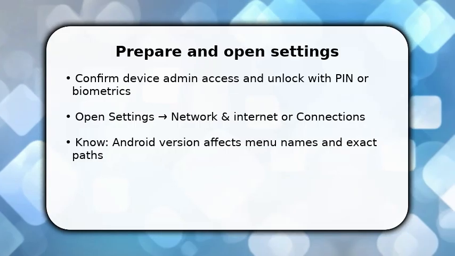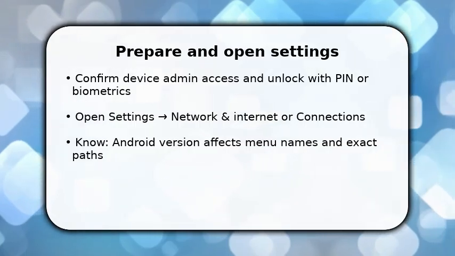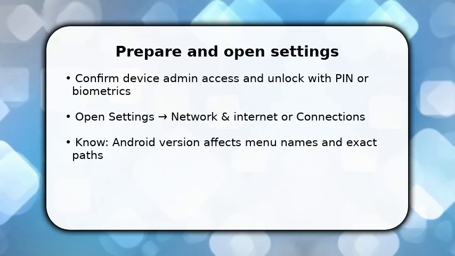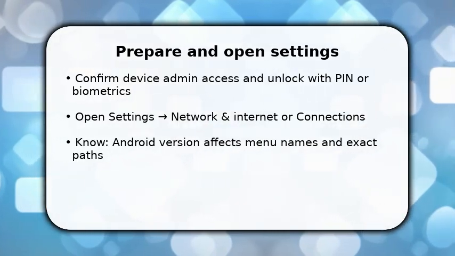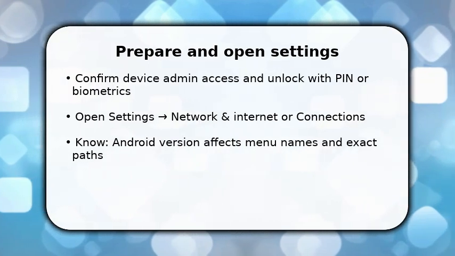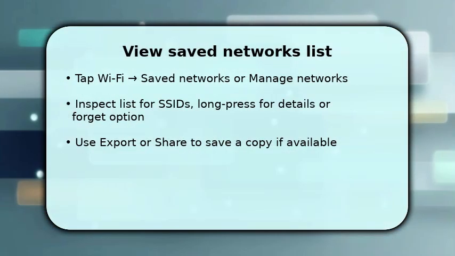If you have a search icon in Settings, type Wi-Fi to jump faster. Make sure your phone's Android version is noted. Manufacturers rename these menus, and that changes the next steps you'll follow. Now tap Wi-Fi, then Saved Networks or Manage Networks to access the core list.